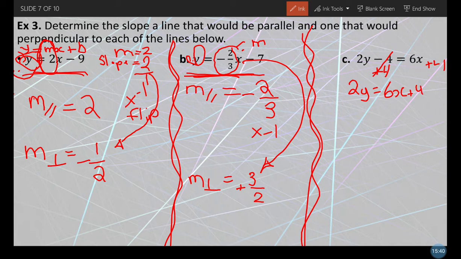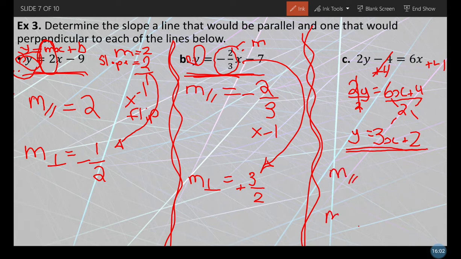And to get y by itself, well, the 2 and the y are being multiplied, so I need to divide by 2. And again, what I do to one side, I do to the other. So this equation ends up with 6x divided by 2, which is 3x, and 4 divided by 2, which is 2. So here's my equation now, and now that I have y by itself, I can go find the parallel slope and the perpendicular slope. So a parallel slope would be a line that's exactly the same, so the slope would just be 3. And a perpendicular slope means I take that 3, times it by -1, and flip it. So flipped would be 1/3 and negative.